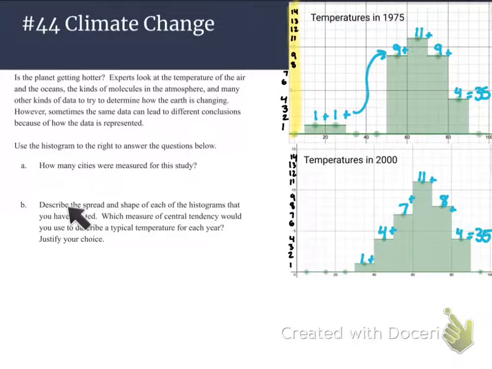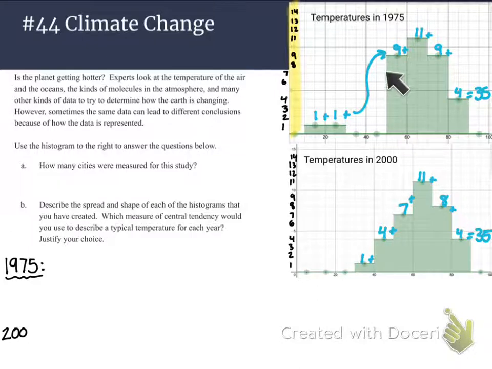And then letter B is asking us to describe the spread and shape of each of the histograms that we've created. And then what measures of central tendency would you use to describe a typical temperature for each year? So it's asking, would you use the mean or would you use the median? And then it says justify, so you'd have to say why. If you haven't done so yet, this would be the perfect time to pause the video and write down those different characteristics of how you describe shape and spread. If you've already done so, continue on with the video. And remember, what are those terms that we've used before? Well, we've used words like double-peaked, single-peaked, symmetric, non-symmetric or asymmetrical, uniform, skewed, and outliers. All of those terms were from previous lessons.